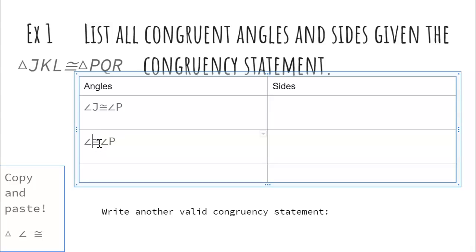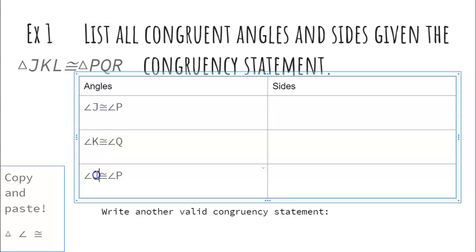Okay, so the second letter is angle K. It is going to be congruent to the second letter of the second triangle, which is angle Q. Here's our third congruency statement for angles. And we have angle L. So angle L is corresponding to angle R on the second triangle. All right, and that's for angles.